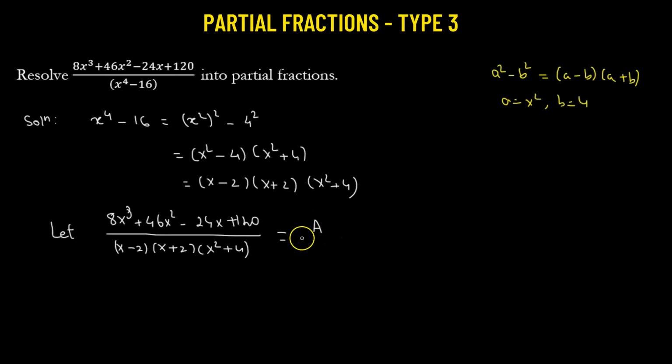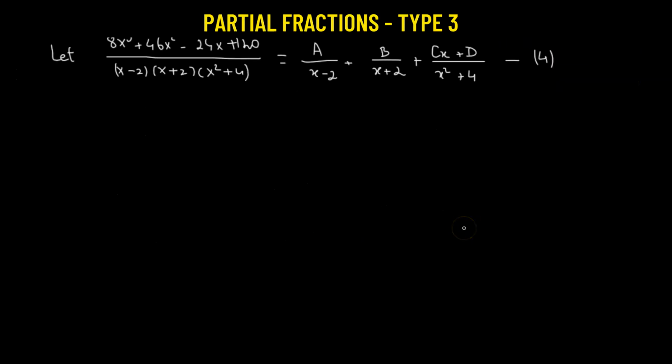The first one will be a over x minus 2. Then we have the second partial fraction, which is b over x plus 2. Then we have the next partial fraction where the denominator is x squared plus 4. Since it's a quadratic factor, we'll have to express the numerator in the form cx plus d. We're going to label this as number 1. Our goal will be to determine the values of a, b, c, and d.